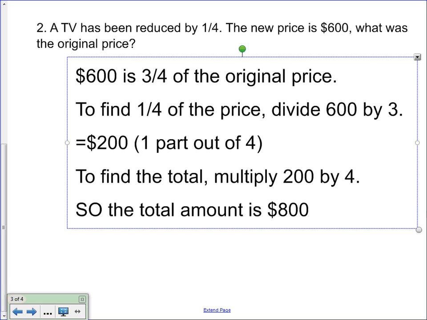That's the way we need to think about it: where you reduce an amount by something, you've got to work out what's left. We've reduced it by 1 quarter, so 3 quarters is left. Then you need to find what 1 part is. 1 part is $200, then multiply that by 4. So you've found that 3 quarters is 600, you divide 600 by the numerator, which is 3, and then you multiply by the denominator, which is 4. Divide by the numerator, multiply by the denominator.